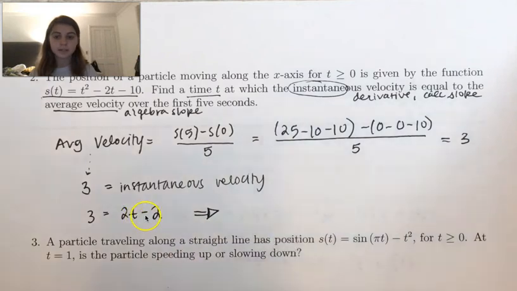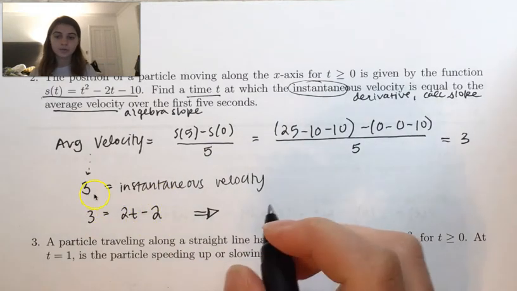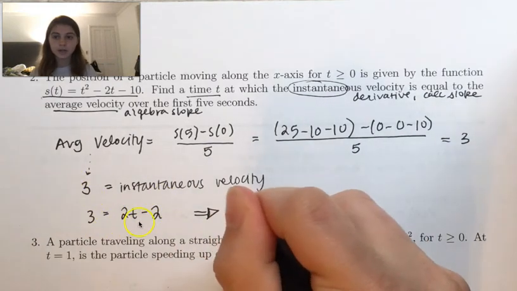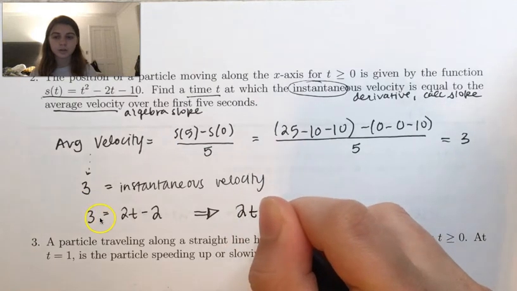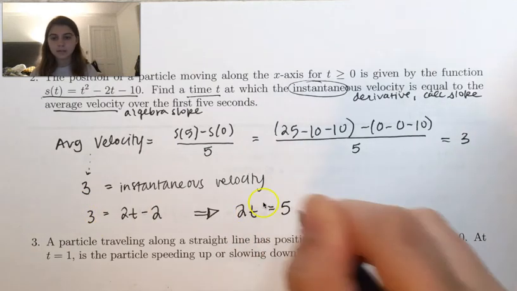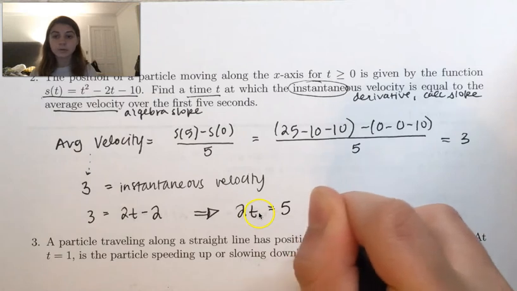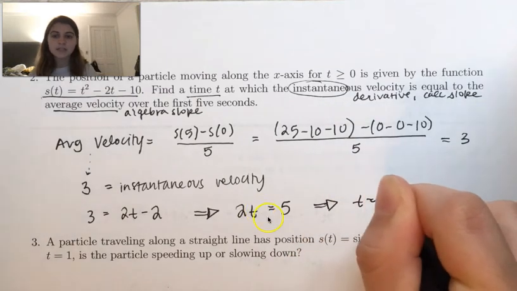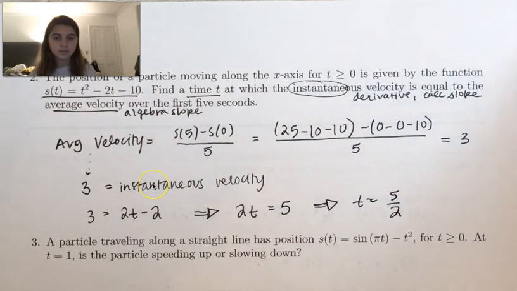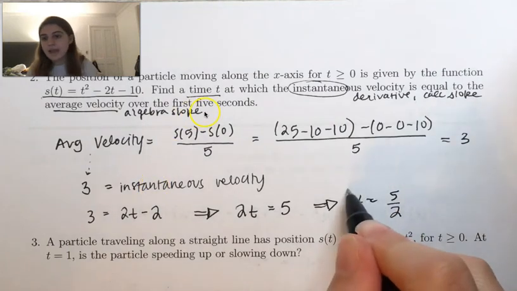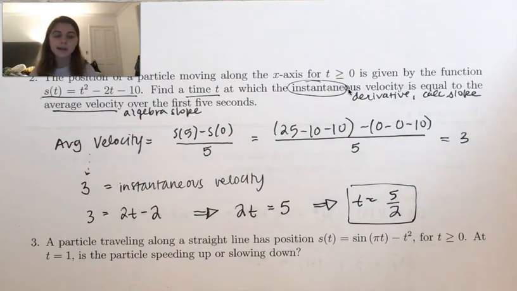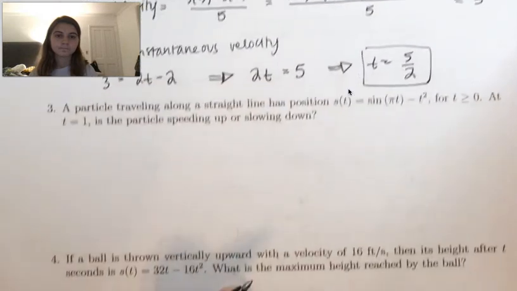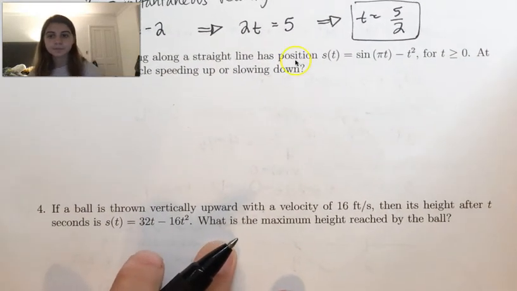So that would be 2t minus 2. And we have that set equal to the average slope. And from there, we can solve that t equals 5 halves. So at 5 halves, the derivative is 3, and the average velocity for the whole thing is 3. So we found where they're equal.